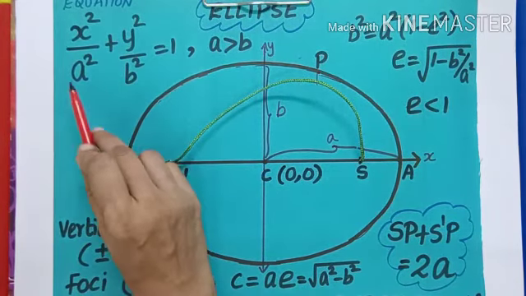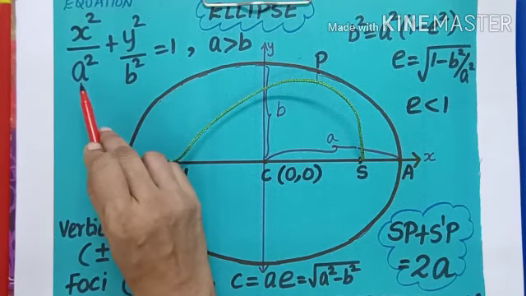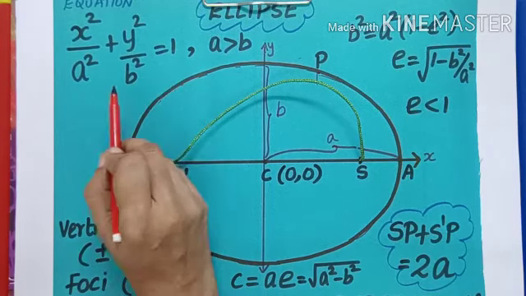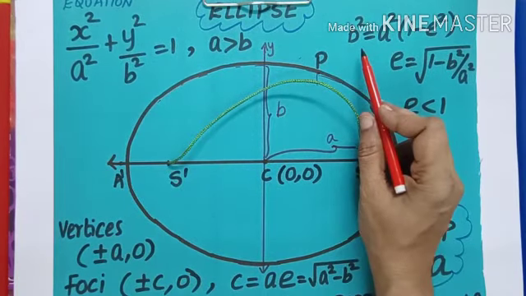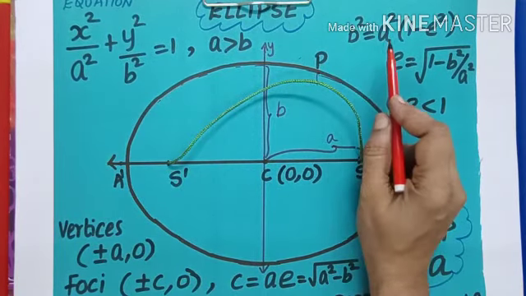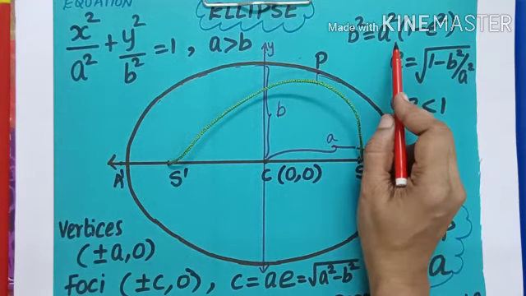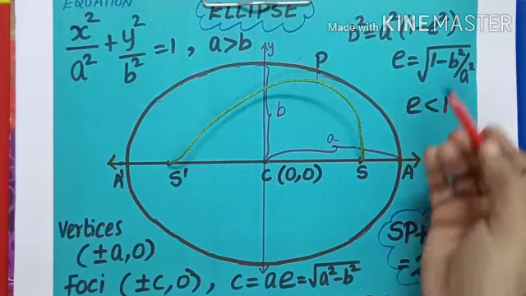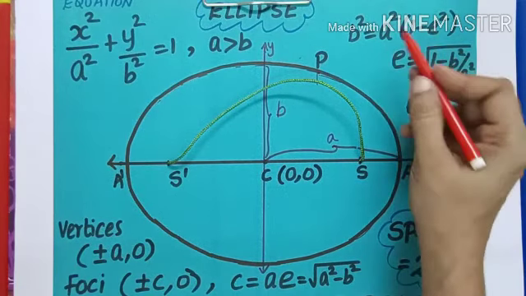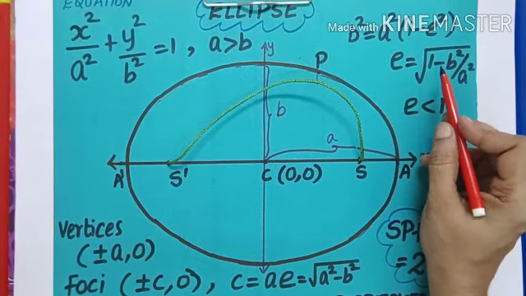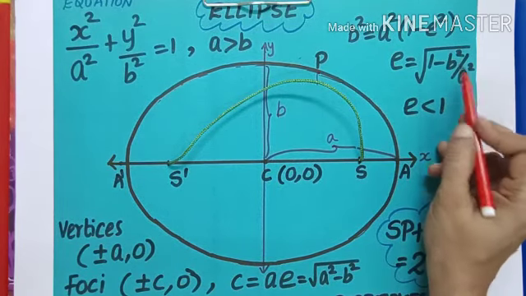When you have A and B, the relation connecting A, B and E is very important. Remember, B square equals A square into 1 minus E square. We will apply this in the problems. You can rearrange this equation and write what E is. E is equal to 1 minus B square by A square.